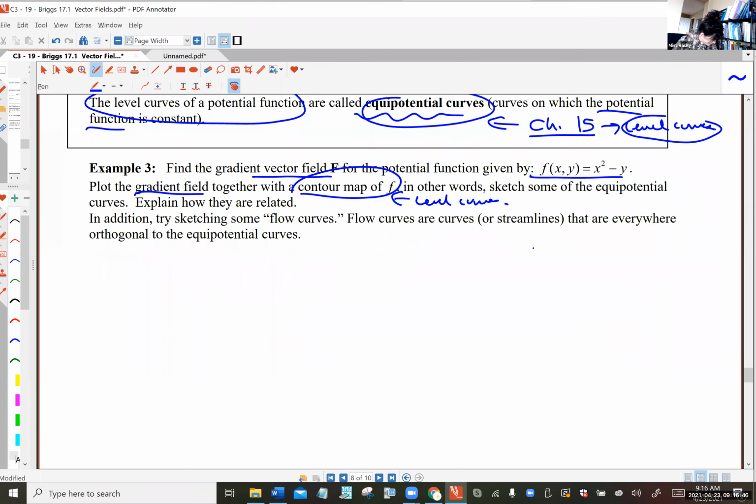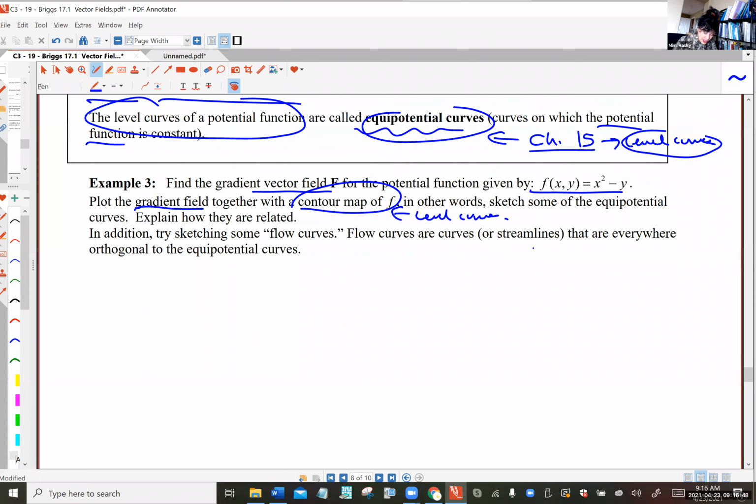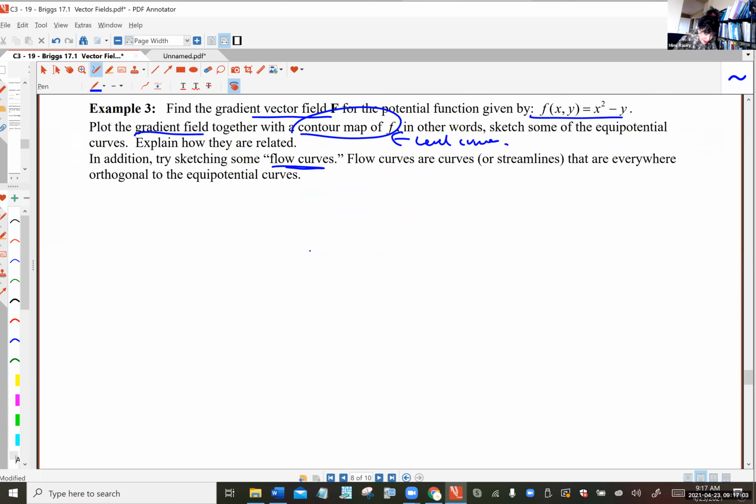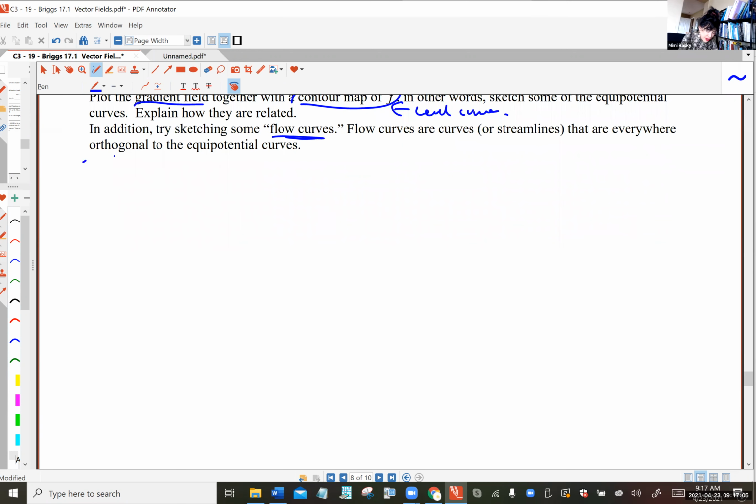You're going to see the same kind of thing happen here. You're going to see those vectors are normal to those level curves. So here we go. We're going to get what's called flow curves, everywhere orthogonal to the equipotential curves. So, chapter 15 material.